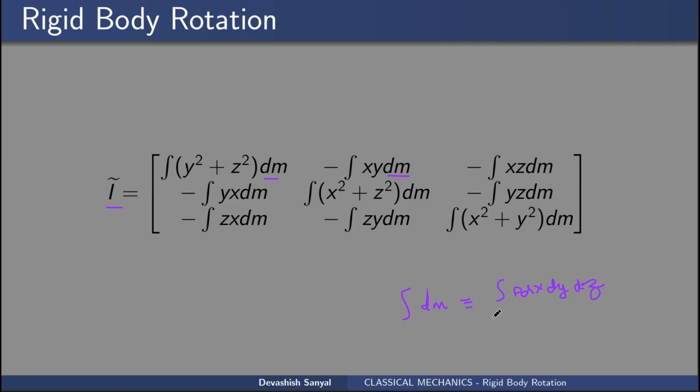Or if you're integrating over a two-dimensional space, then rho, the density of mass, can be substituted by sigma, the areal density, and dm is sigma dx dy. So dm can be written like this.